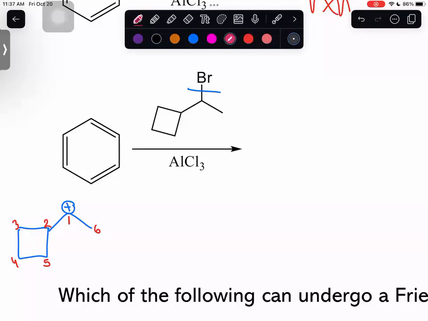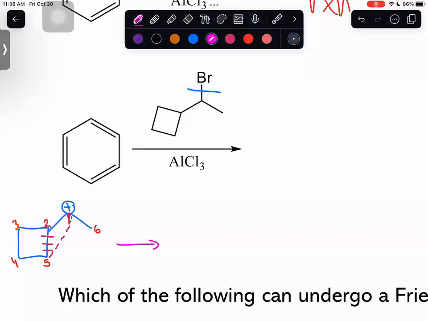Now, the way in which ring expansions work is that usually your carbocation is going to be right next to the ring. It's going to be in the carbon adjacent to it. So we're basically just going to connect the carbocation to the ring. To do that, I'm making a new bond, but I'm also breaking one of the bonds in the ring so I can add that extra carbon. So I can open it up, basically. So far we're good.